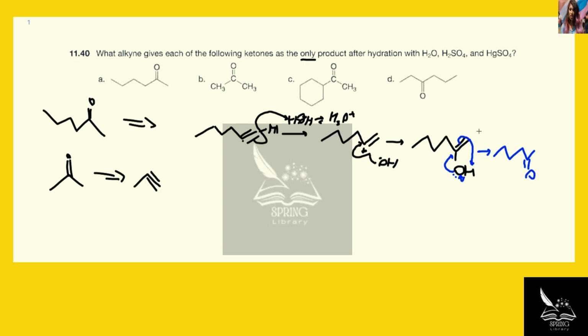And if we follow this mechanistic route, we see that the alcohol would attach here, and then you can do some keto-enol tautomerization to form this ketone product.